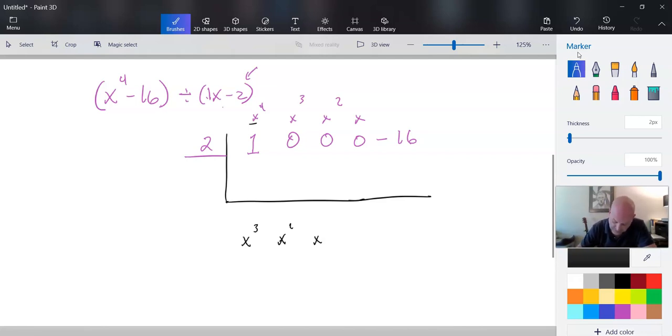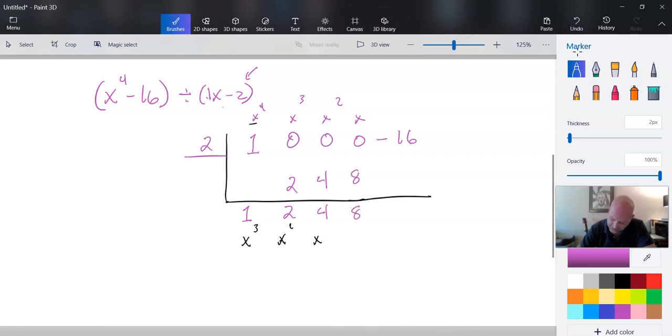Okay, so let's go ahead and do this. So if I bring this down, this gives me a 1. 2 times 1 is 2. If I add those together, 0 plus 2 is 2. 2 times 2 is 4. 0 plus 4 is 4. 2 times 4 is 8. 0 plus 8 is 8.